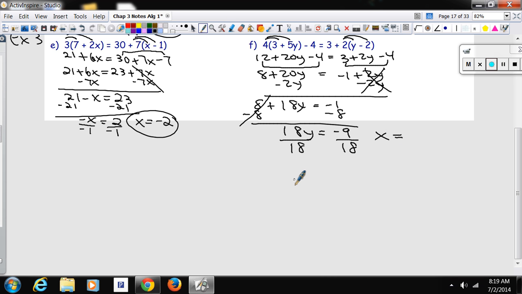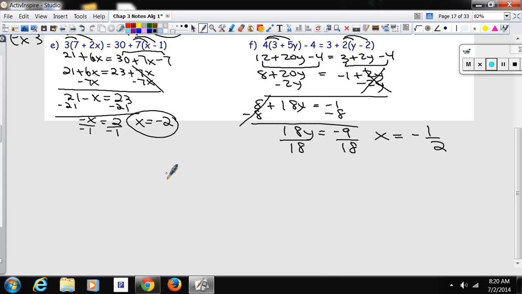You should get what for your answer? If it was 18 over 9, it would be a 2. But it's 9 over 18. What's that going to reduce to? 1/2. It's going to be negative 1/2, right? 9/18, you can divide them both by 9 and get 1/2. So negative 1/2 is what you should get for F. So that page should be filled in on your paper there.